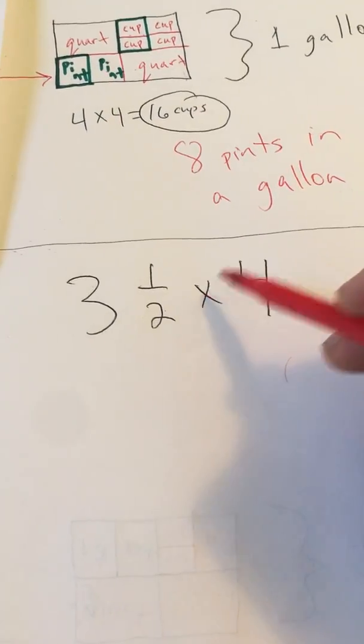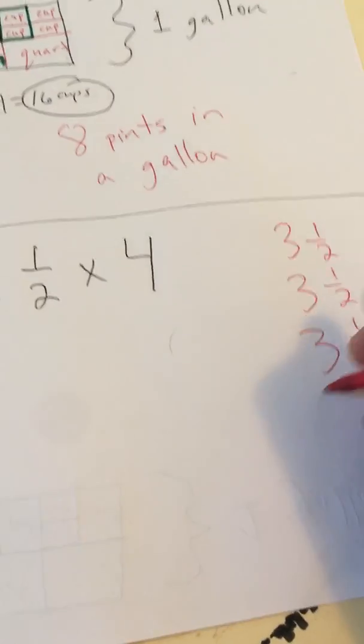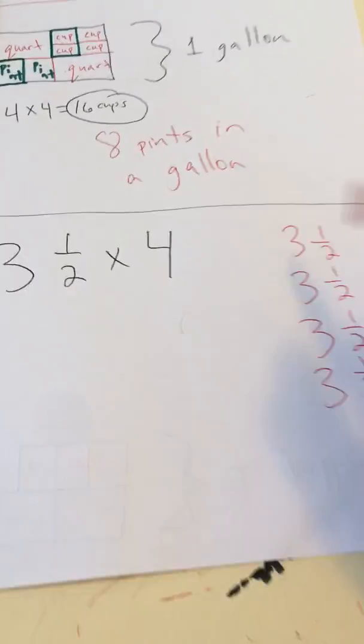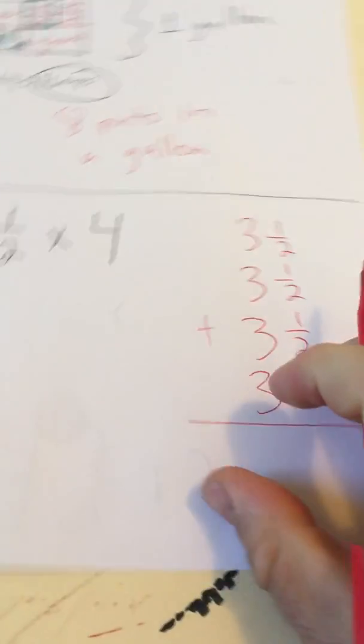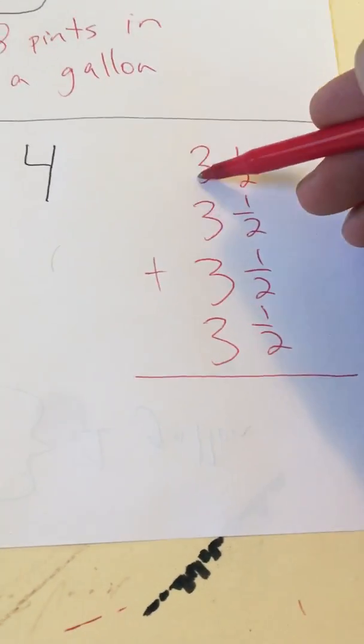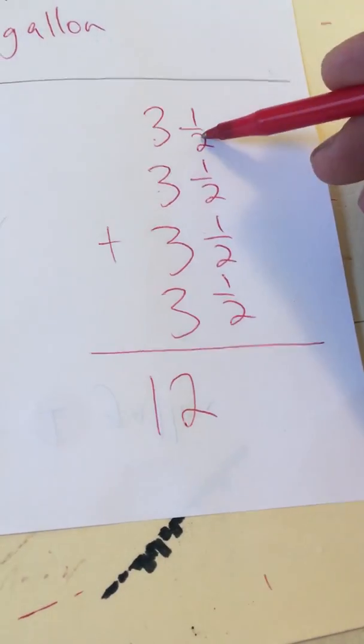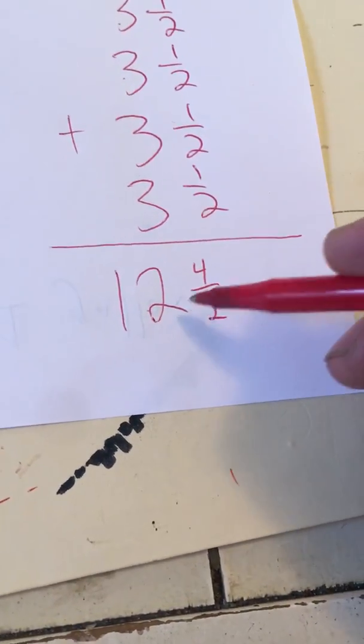So you could do 3.5 and add it together, because multiplication is repeated addition. We could add it together 4 times. So we're doing 3.5, 4 times: 1, 2, 3, 4. And if we add those together 4 times, we're going to get the right answer. And then I'll show you how to do it using multiplication. 3, 6, 9, 12. We just added all the whole numbers. 1 half, 2 halves, 3 halves. We have 4 halves. So now we have 12 plus 4 halves.